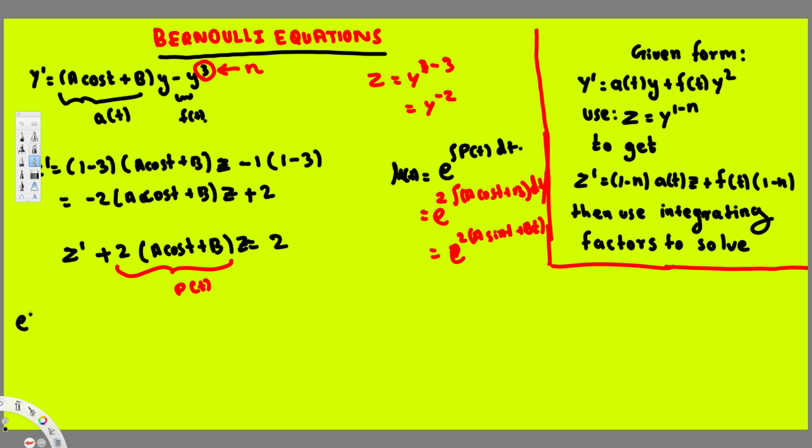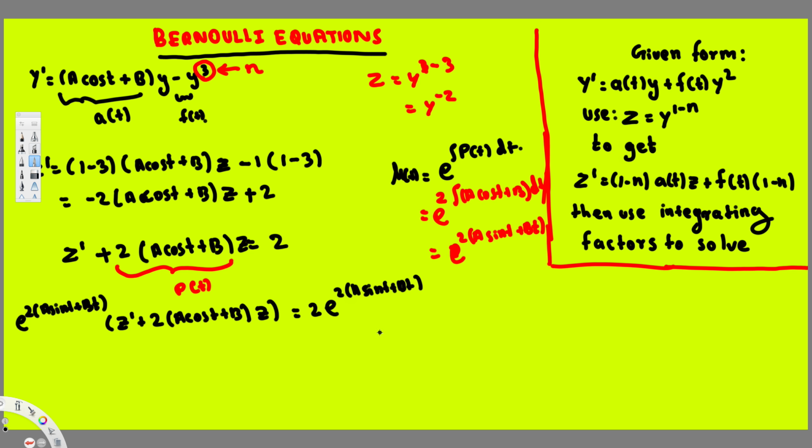this is going to be e power 2a sin t plus bt times z prime plus 2a cos t plus b times z, and on the other side of the equation we are going to have 2 times e power 2a sin t plus bt.